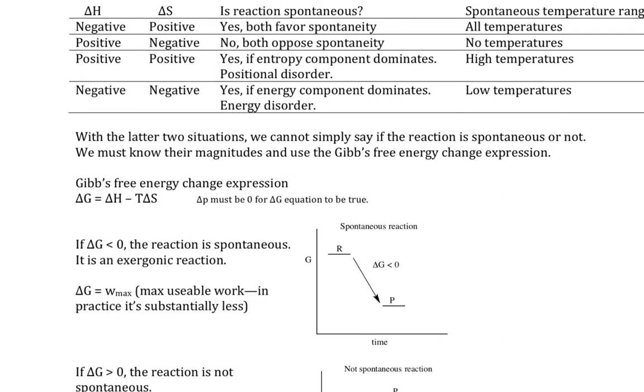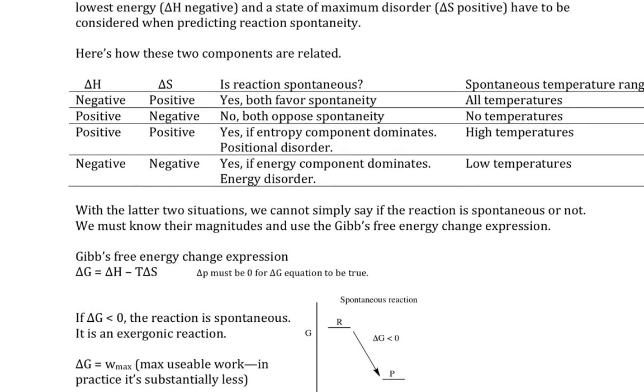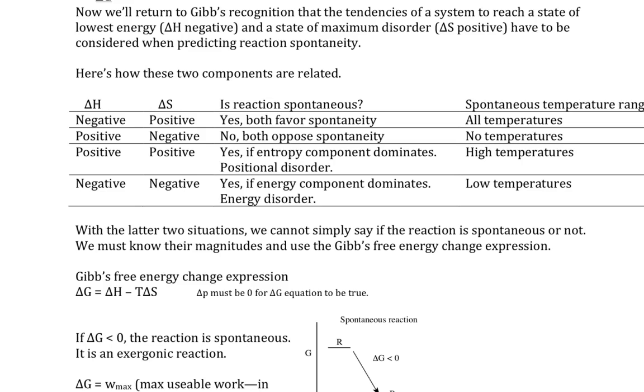Now we will get back to Gibbs' recognition, which was that the tendencies of a system to reach a state of lowest energy, delta H negative, and a state of maximum disorder, delta S positive, have to be considered when predicting reaction spontaneity. So we have to consider both the system's energy as well as the system's disorder. We have to consider those together. That was what Gibbs recognized. We're going to come up with a function that is termed Gibbs free energy change, symbolized delta G, named after Gibbs.